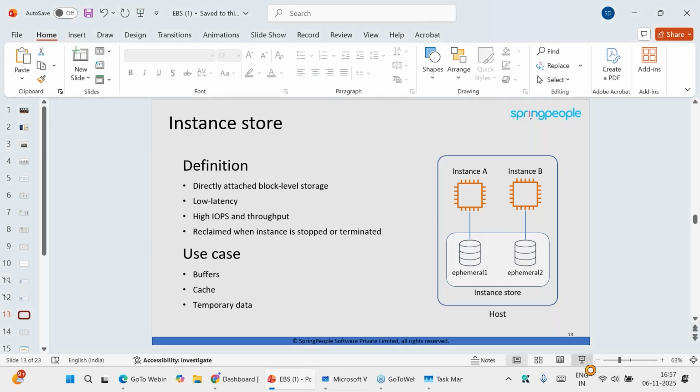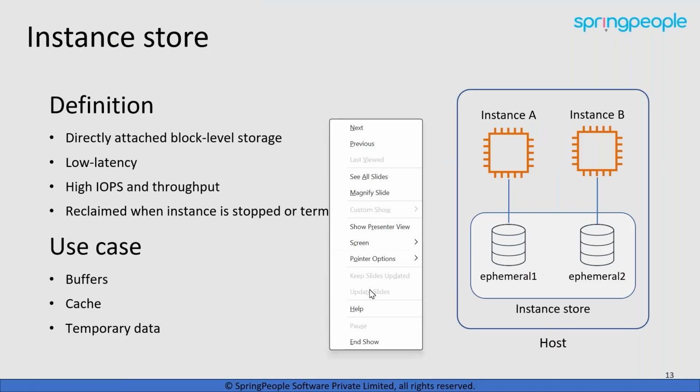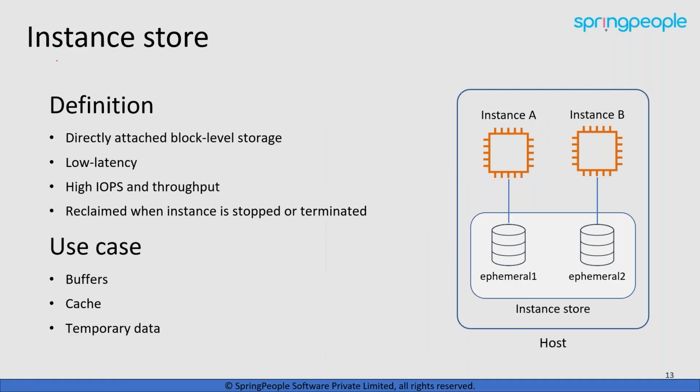Okay, before that, let us go to the presentation. Now this is the example. This instance store is known as ephemeral storage. It is not persistent storage. Now, what do you mean by persistent storage? The data will persist even if the EC2 instance gets deleted or terminated, right? But in ephemeral storage, it is not going to happen.